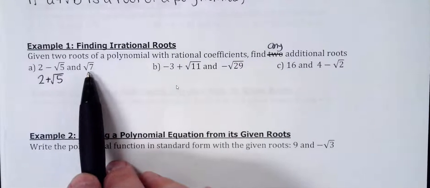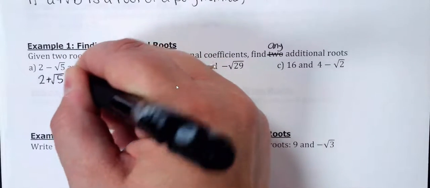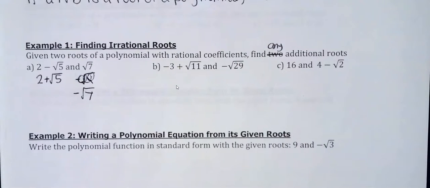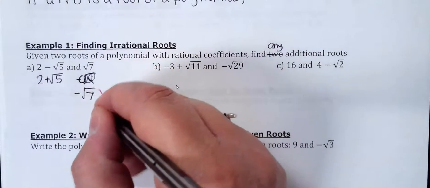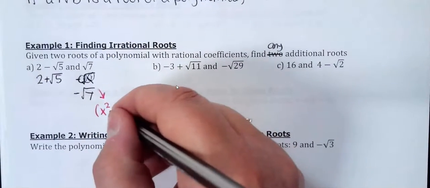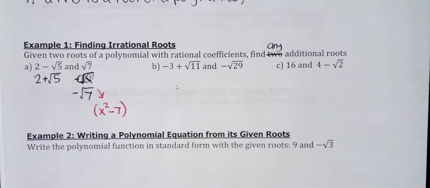Square root of 7, if that's an answer, then automatically, I started to write an x, sorry, negative square root of 7 would be an answer. And just as a little reminder from last week maybe, in a factored form, that would look like x squared minus 7. Like I'd add 7, take the square root of both sides, so you'd get plus or minus square root of 7. That would be what the factor would look like if that was one of my zeros.